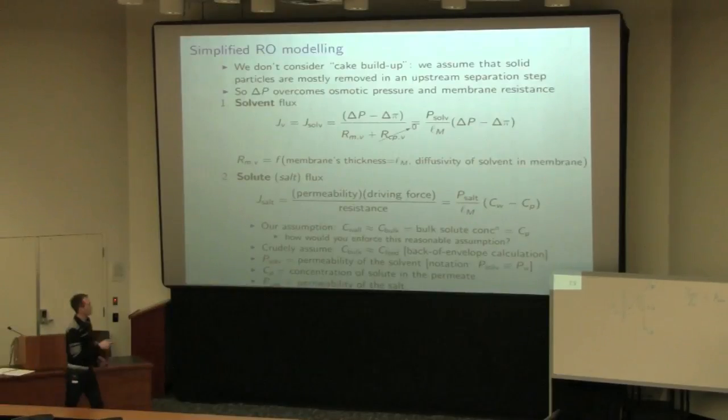Flux J salt is equal to the mass transfer coefficient times the concentration difference. So that's standard from your mass transfer course: J is equal to the mass transfer coefficient times delta C. So that's what that term is.